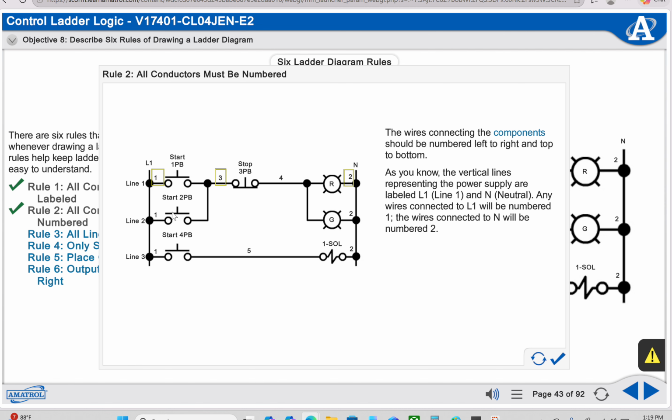As you know, the vertical lines representing the power supply are labeled L1 for line 1 and N for neutral. Any wires connected to L1 will be numbered 1. The wires connected to N will be numbered 2. In addition, conductors that are joined together directly will all share the same conductor number. Notice conductor number 3.